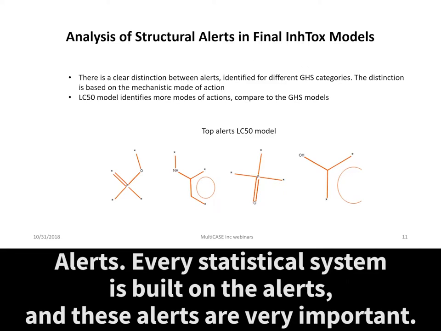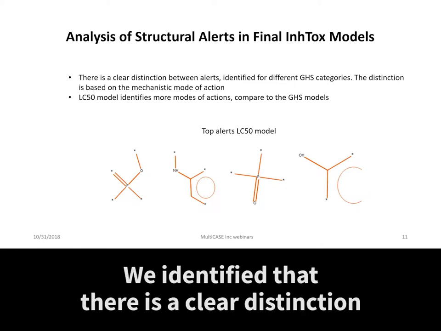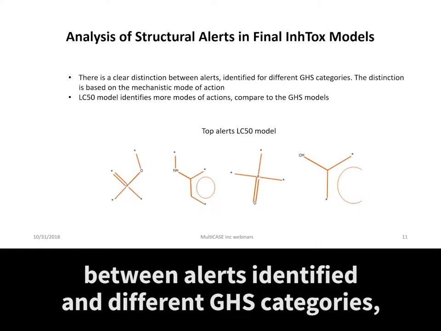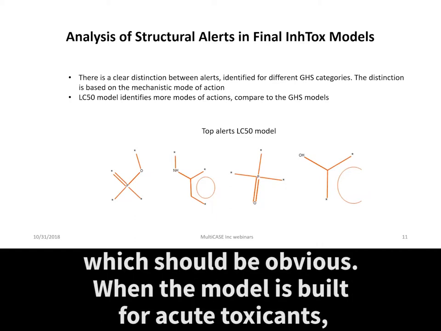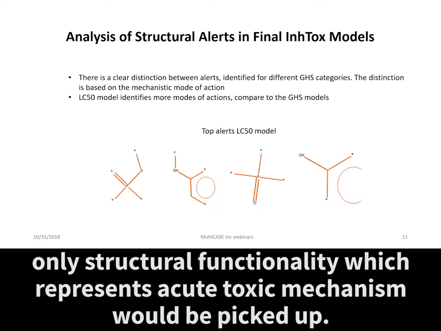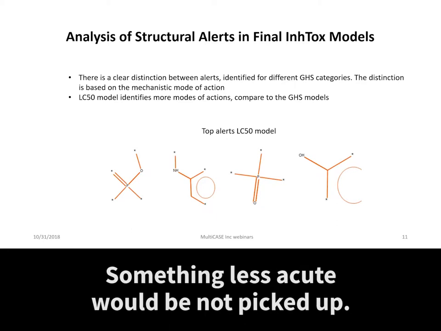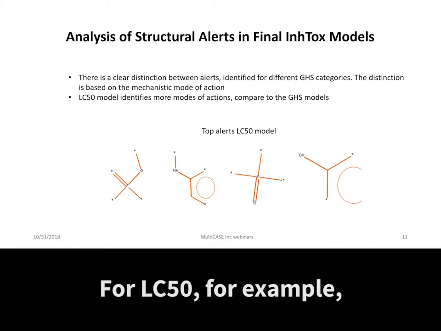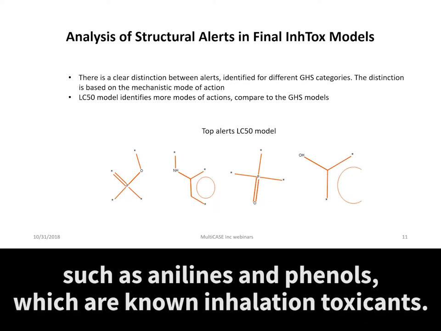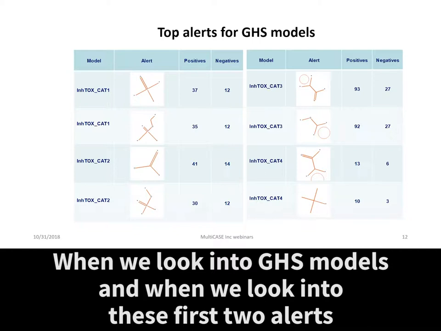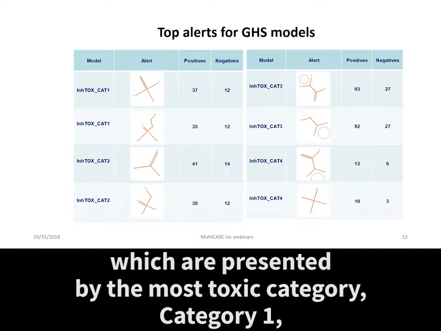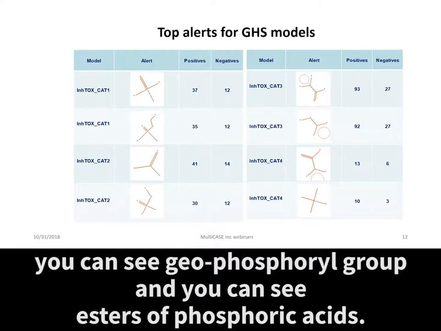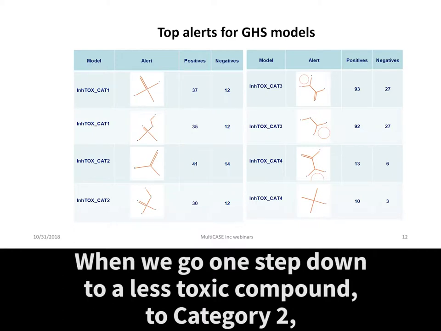Alerts. Every statistical system is built on alerts, and these alerts are very important. And we identified them, but there is a clear distinction between alerts identified in different GHS categories, which should be obvious. When the model is built for acute toxicants, only structural functionalities which represent an acute toxic mechanism would be picked up. Something less acute would not be picked up. And we also compared it with alerts which were identified for overall models. For LC50, for example, you can see that there are organophosphorus compounds involved, substituted anilines and phenols, which are known inhalation toxicants. When we look into GHS models and into these first two alerts presented for the most toxic category, category one, you can see the thiophosphoryl group and esters of phosphoric acids. When we go one step down to less toxic compounds, category two, these functionalities are not present.